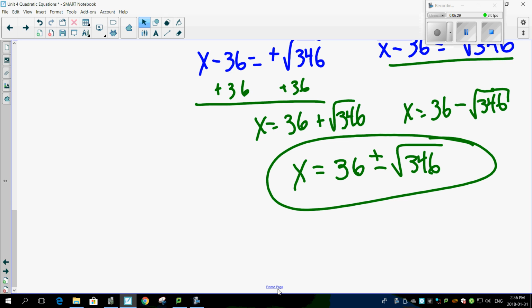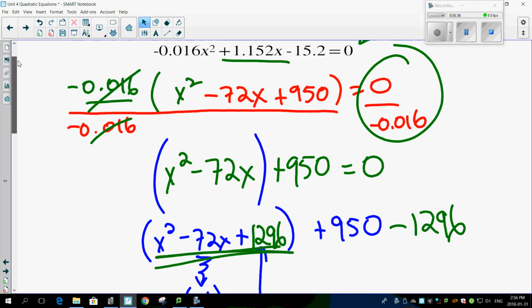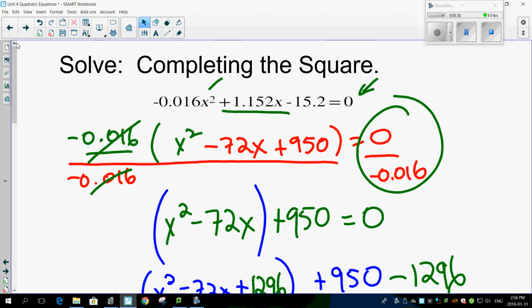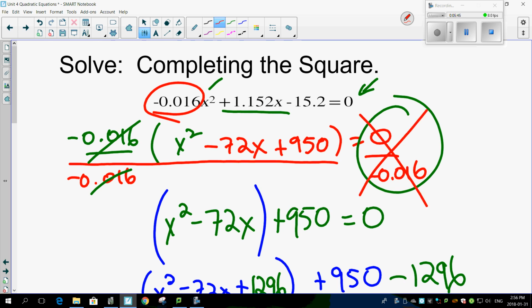So that's not a bad question. The big thing is get rid of that ugly decimal. Take a look again. Get rid of that ugly decimal up front. That's really going to help. Get rid of this guy by factoring it out and then canceling them right there. And if you do that, this turns out to be a pretty straightforward question.